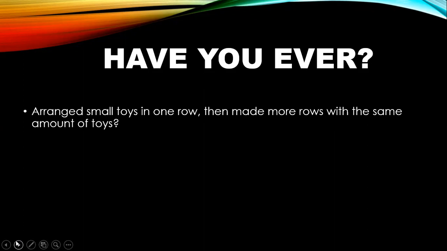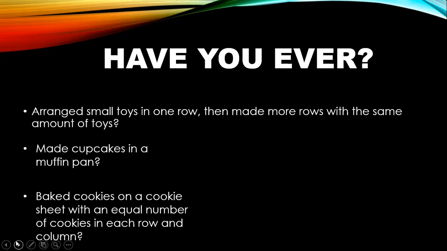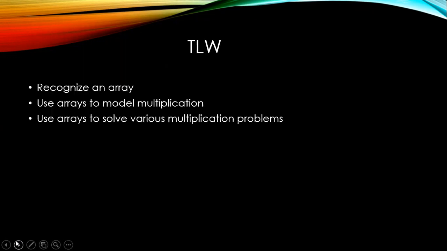Have you ever arranged toys in one row, then made more rows with the same amount of toys as that first row? If you have, you pop up one finger. How about making cupcakes in a muffin pan? Have you ever baked cookies on a cookie sheet with an equal number of cookies in each row and column? If you've done any of these, then you have some background knowledge for what we're going to get into today.